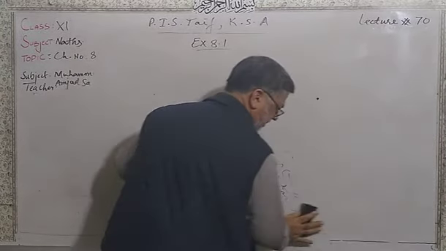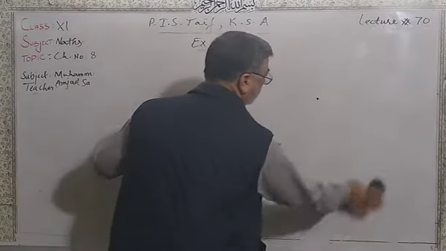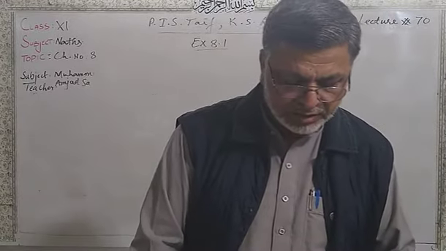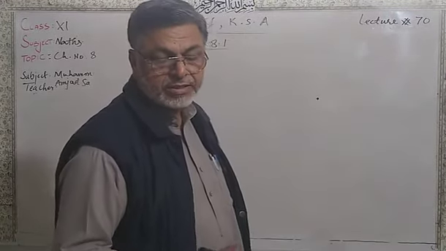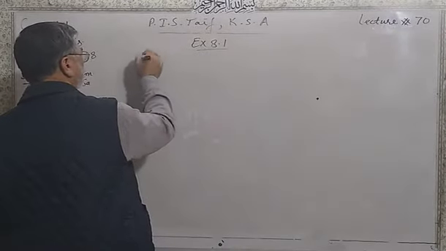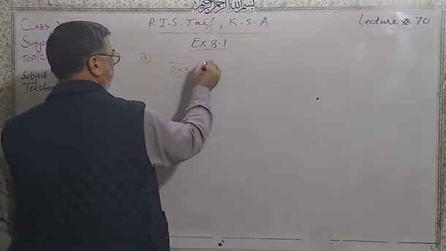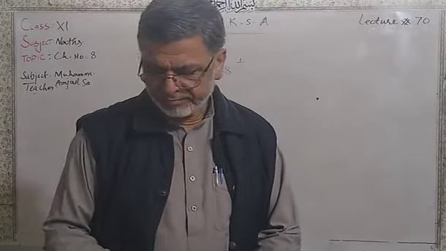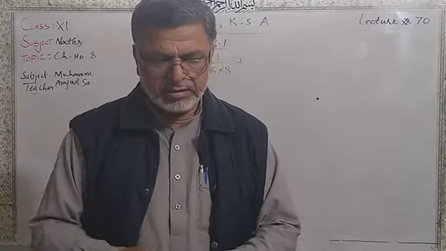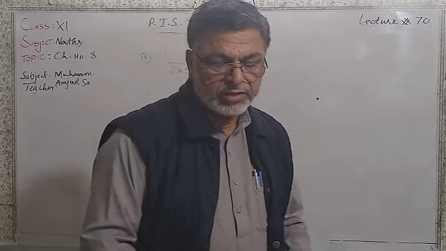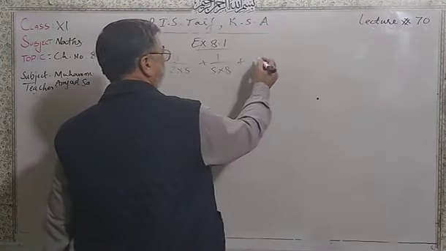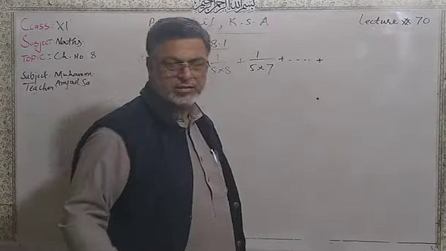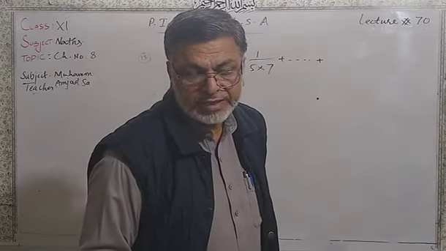Question number 9 and 13 are similar, so I am taking question number 13. 1 over 2 into 5 plus 1 over 5 into 8 plus 1 over 5 into 7 plus so on.